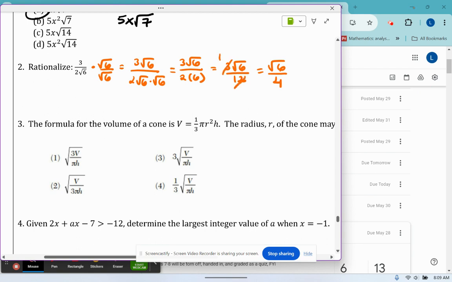These reduce to 1 over 4. And you have gotten rid of the square root in the denominator. You rationalized. Good job.